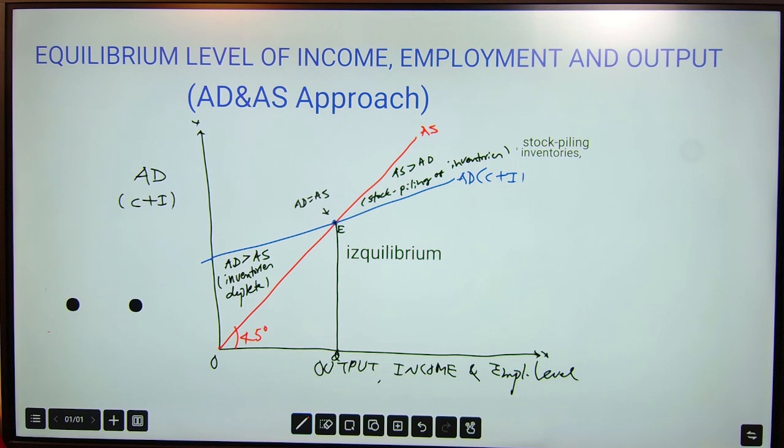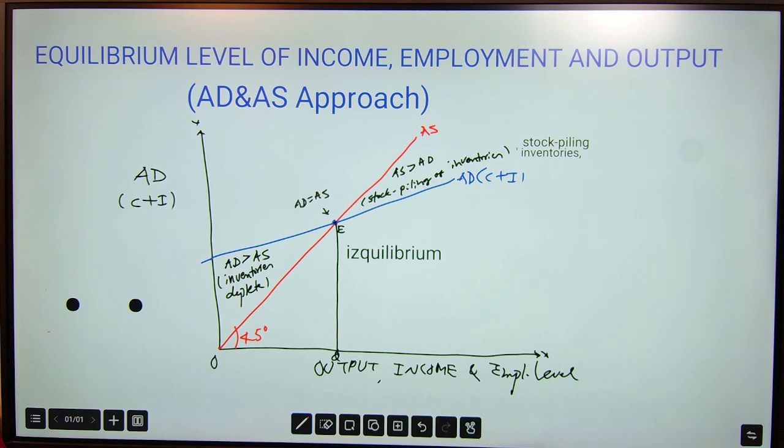But the AD curve never starts from zero, because we already know autonomous consumption, because there has to be some minimum consumption in the economy and minimum investment. That's why the AD curve always starts above the O axis, that's the zero axis. Okay, now we come to this one. E is the equilibrium point where AD is equal to AS. The equilibrium level of output, income and employment is OQ. You can see it on the x-axis.